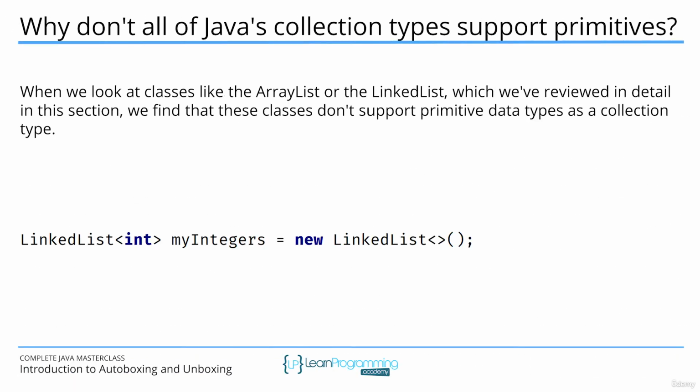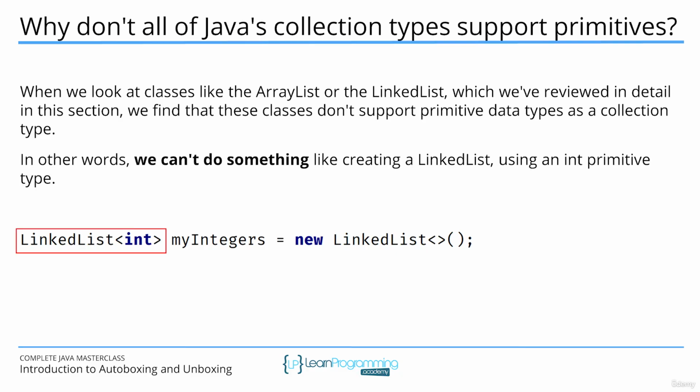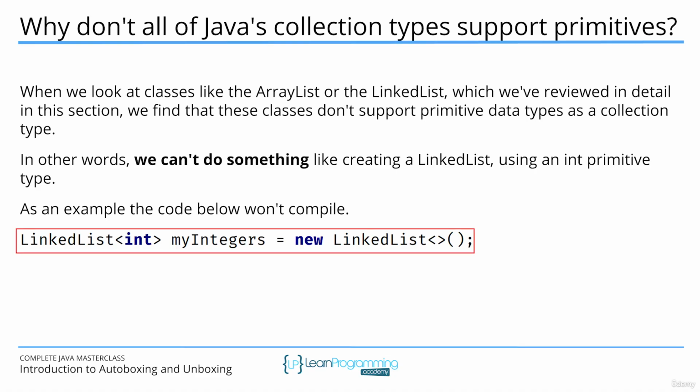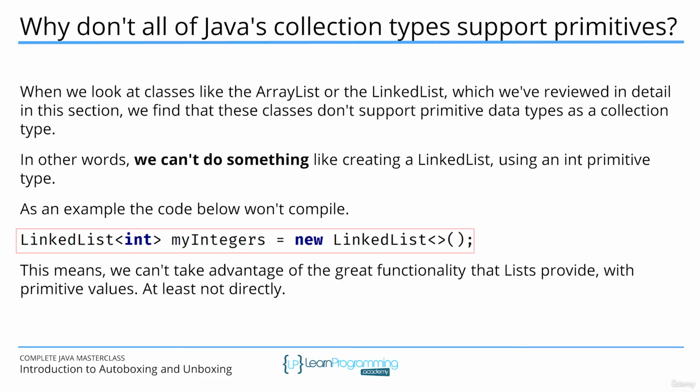When we look at classes like the ArrayList or the LinkedList, which we've reviewed in detail in this section, we find that these classes don't support primitive data types as a collection type. In other words, we can't do something like creating a linked list using an int primitive type. As an example, the code below won't compile. This means we can't take advantage of the great functionality that lists provide with primitive values, at least not directly.